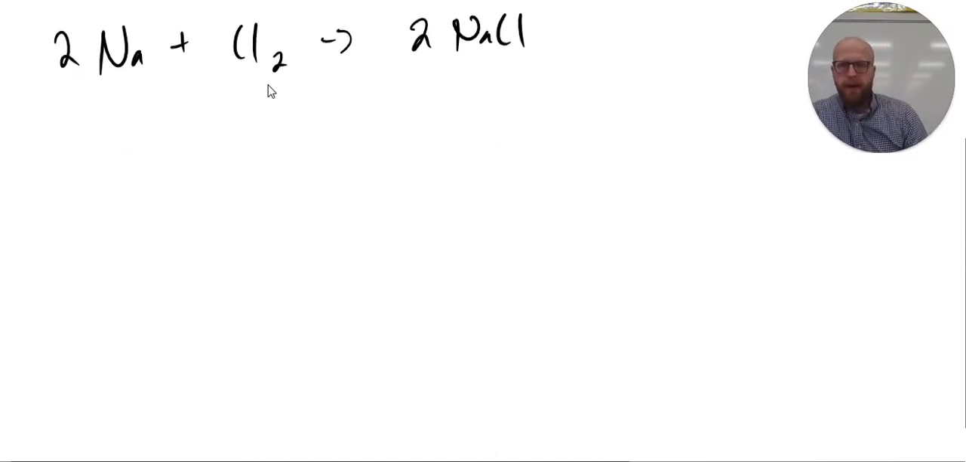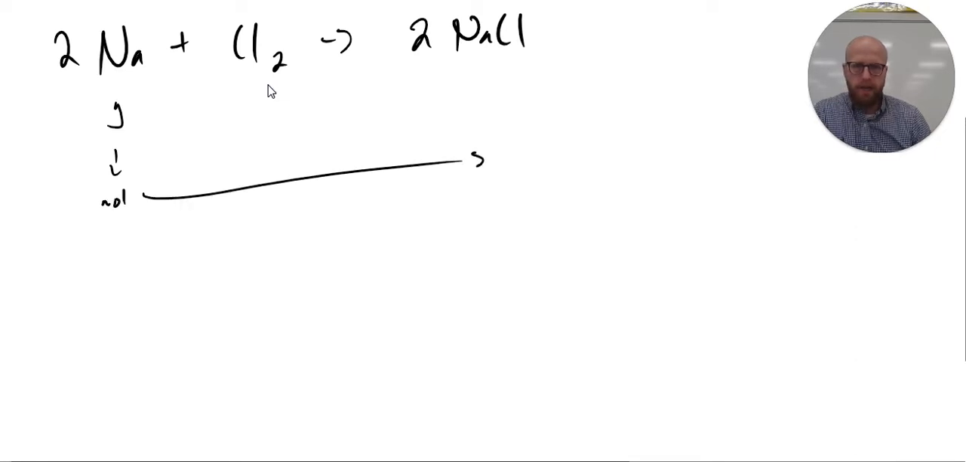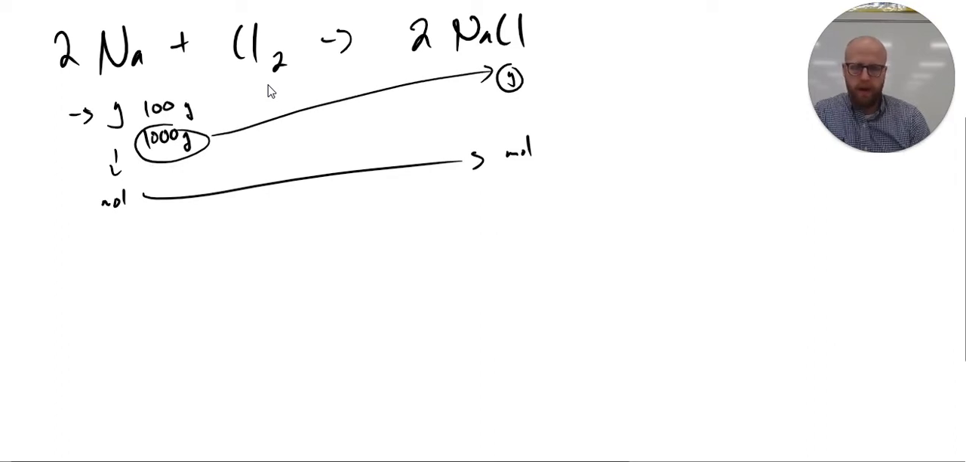If I want to compare how many grams of sodium chloride I can make, I would need to know how many grams of this I started with, convert to moles. And then once I get to moles, I can come over here and find out how many moles of this I have. So if I change the grams of sodium, then I could change the moles and the grams of sodium chloride that I produce. If I have 100 grams versus 1,000 grams, the 1,000 grams, I could produce more sodium chloride.